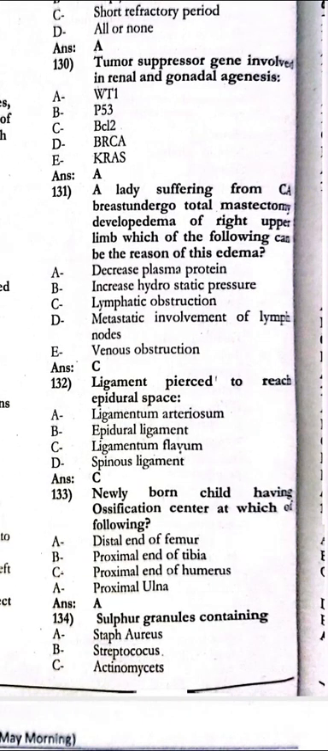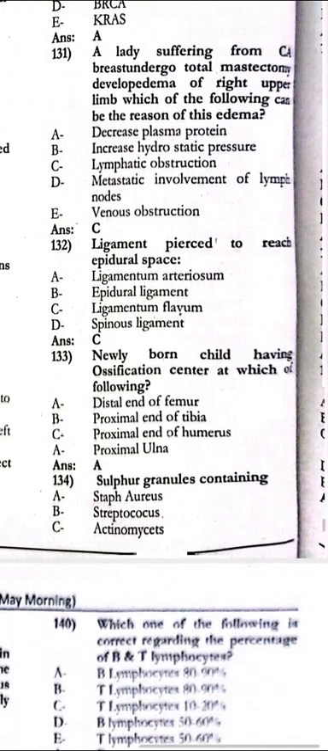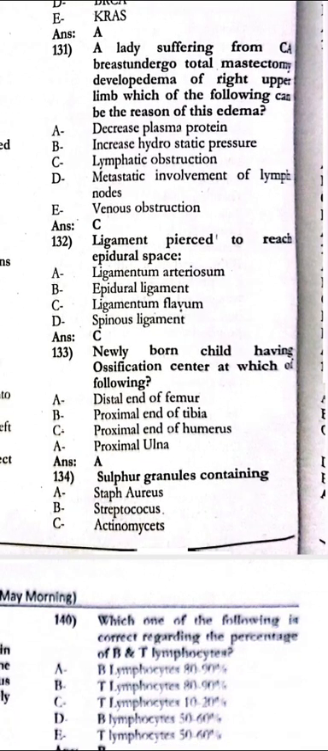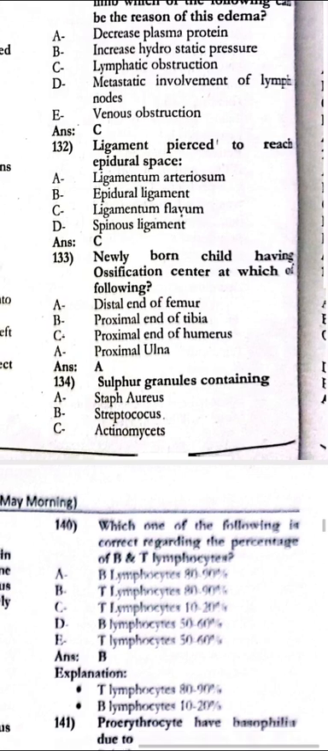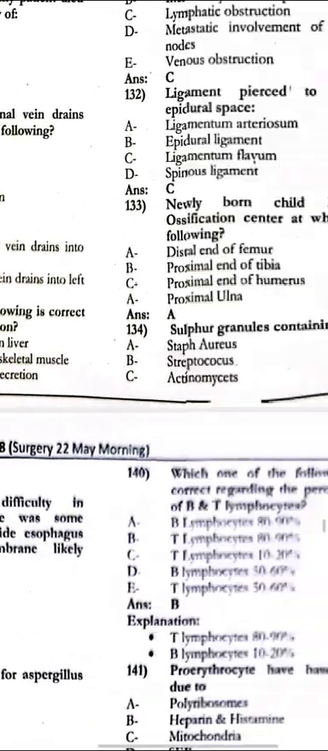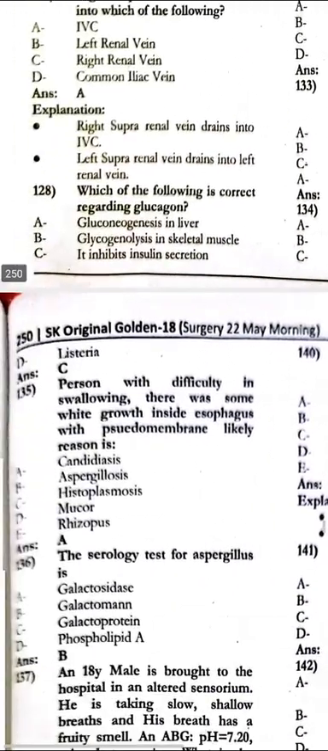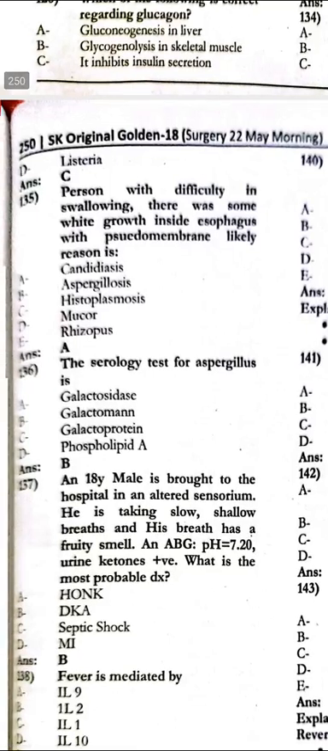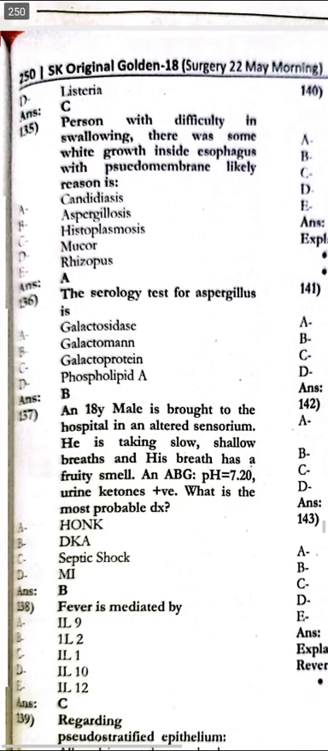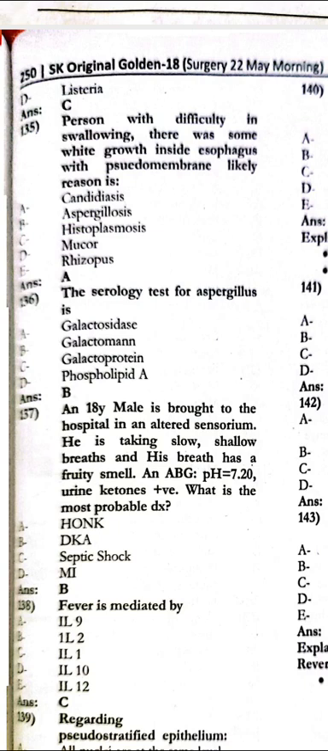The ligament that is pierced to reach the epidural space is the ligamentum flavum. A newborn child having the ossification center, which of the following? Distal end of the femur. Sulfur granules contain what? That is Actinomyces. The person with difficulty in swallowing, there was some white growth inside the esophagus. The pseudomembrane, likely reason is candidiasis. The skin test for Aspergillus is galactomannan.